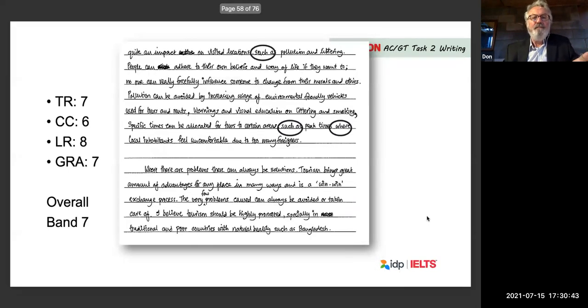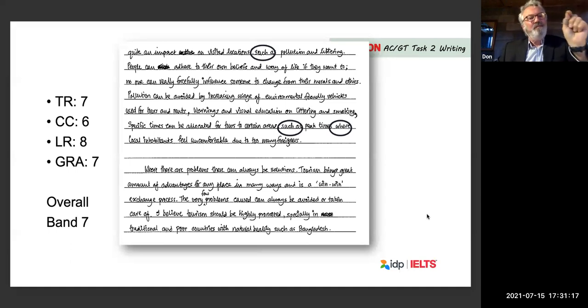And it goes on. Locations, such as pollution. Pollution is not a location. Areas, such as peak times. Areas are not times. Where local inhabitants feel uncomfortable. Times where or times when? Do you see here that the pronouns that are used are often wrong?